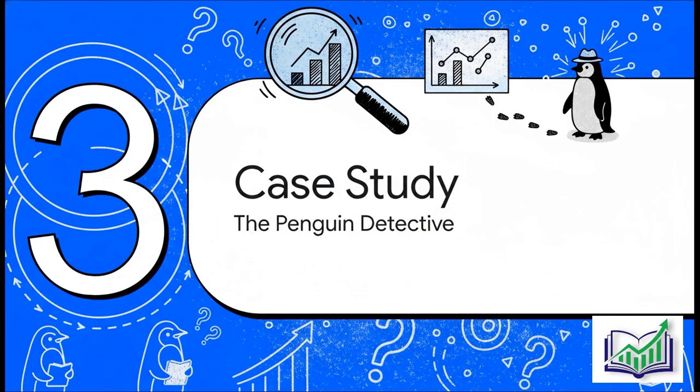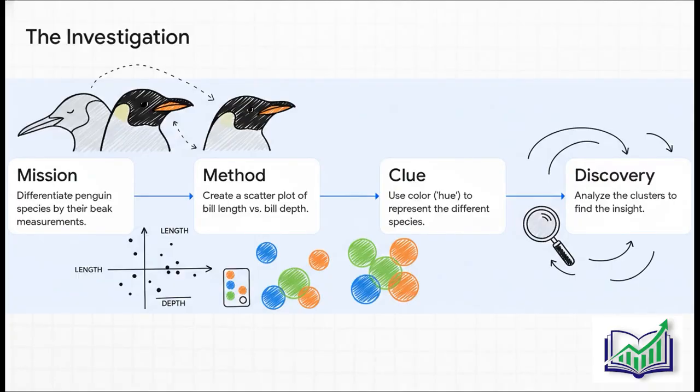All right, enough theory. Let's see how this all works in a real investigation. Let's put on our detective hats and solve a case using the famous Palmer penguins dataset. So here's our mission. Can we tell different penguin species apart just by looking at the length and depth of their beaks? Our evidence is the dataset. Our method is a simple scatterplot. But the key, the real moment of discovery, comes when we add a third dimension, color, to represent the species of each penguin. So let's see what happens when we apply this clue.